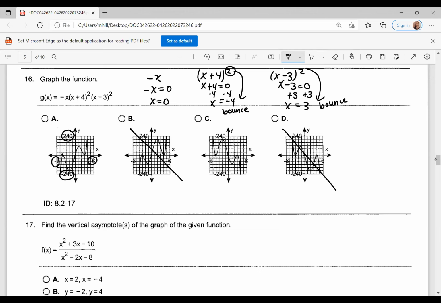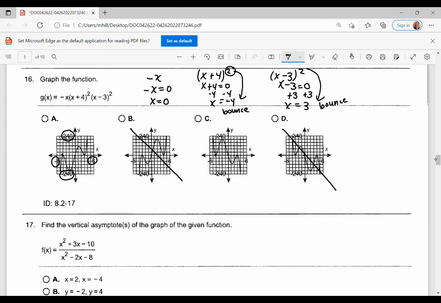So I'm going to go here and go 1, 2, 3. That does look like that's happening there. And then this one is 1, 2, 3. It does look like it's happening there. So that didn't really help me. I do have it narrowed down to A or C.